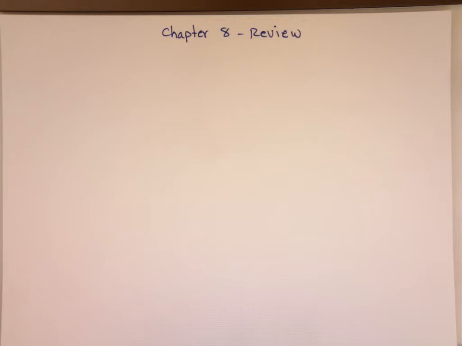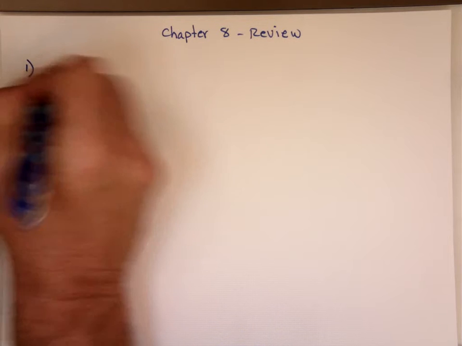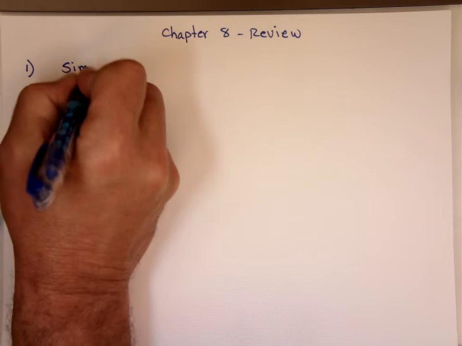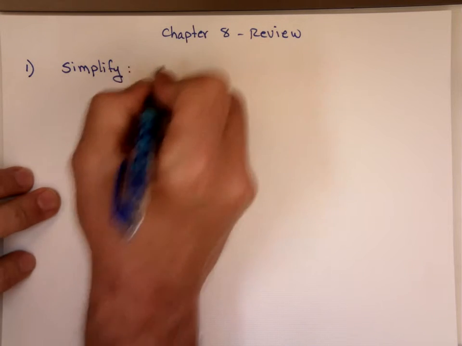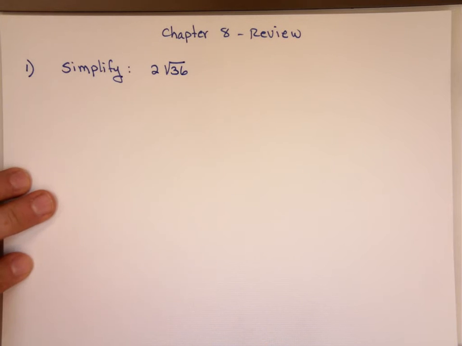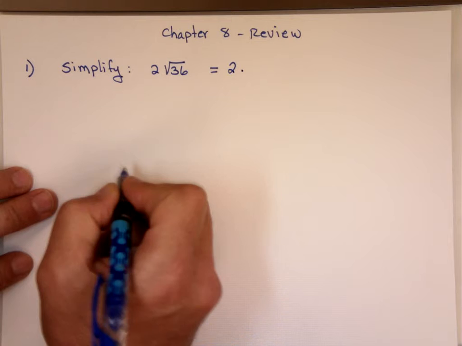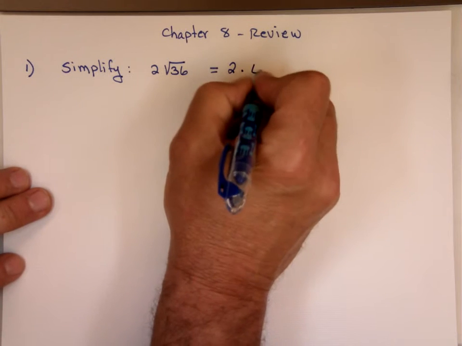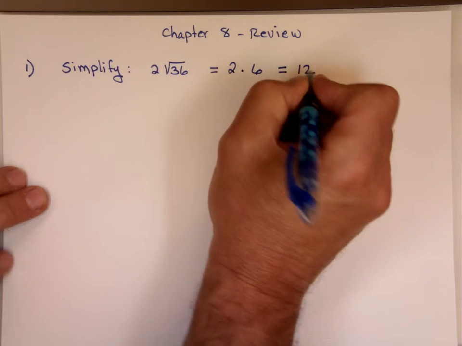Let's try to recap what we did in Chapter 8. Review here. Question number 1. This says to simplify. Two times the square root of 36. That's 2 times, what is the square root of 36? 6. And 2 times 6 will be what? 12.